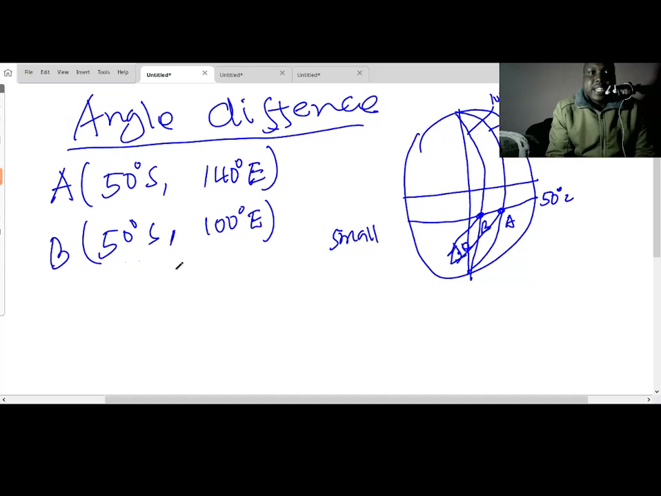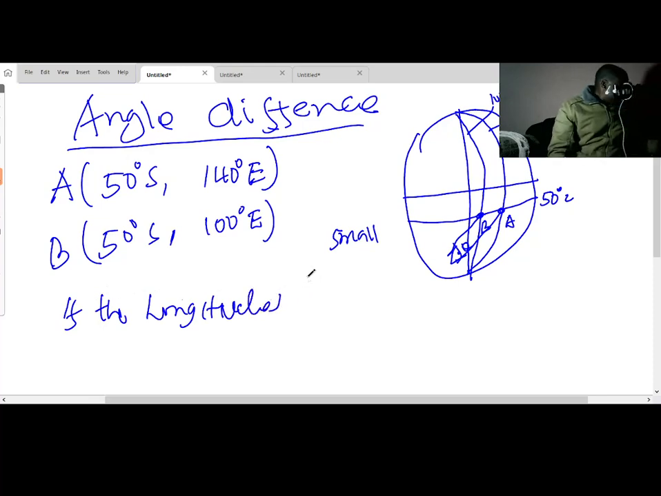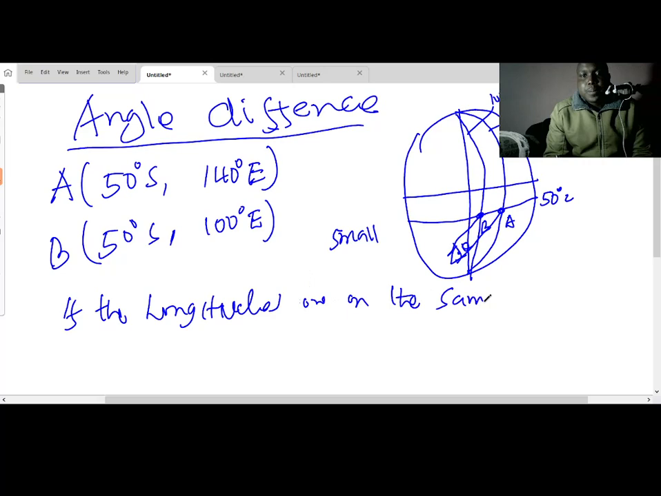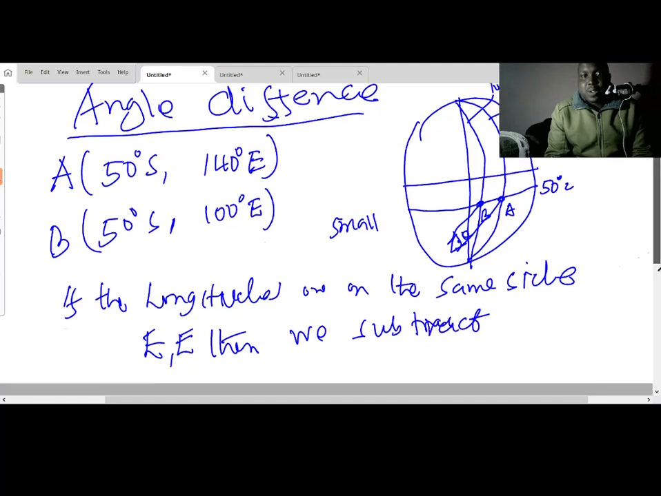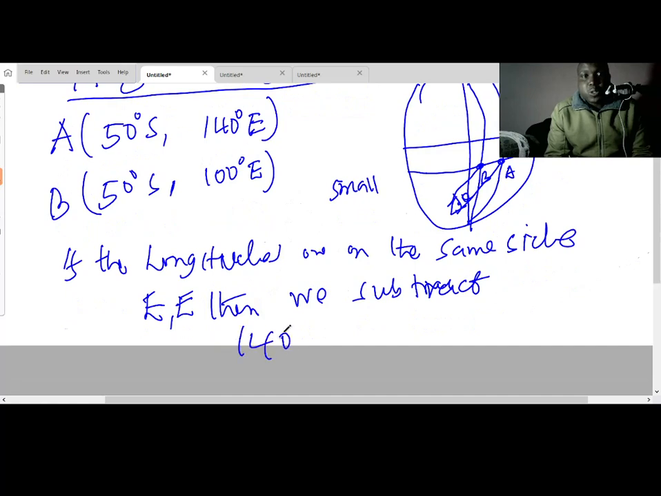Now if the longitudes are on the same side, like now we have east, east, then we subtract to get the angle difference. For example, here the angle difference is going to be 140 degrees minus 100, and the angle difference is 40.